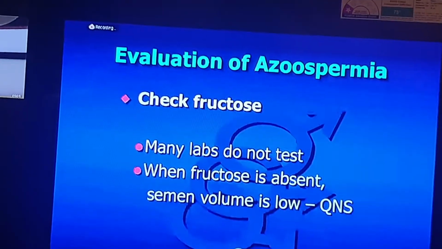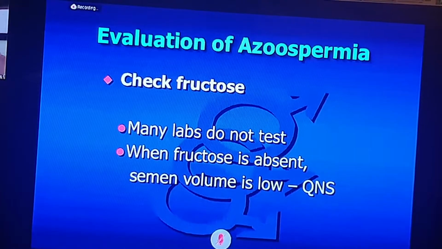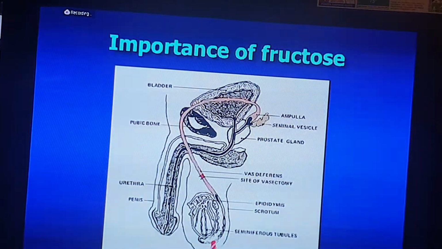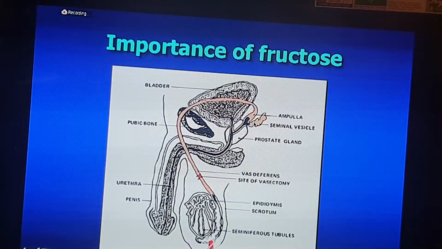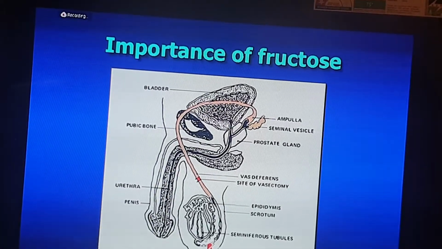Azoospermia, the first thing you need to do is check the volume and check whether fructose is present. The importance of fructose: the fructose comes from here, the seminal vesicle. If fructose is absent, it either means that there's an ejaculatory duct block, or it means that the ejaculatory duct and the vas both are absent.